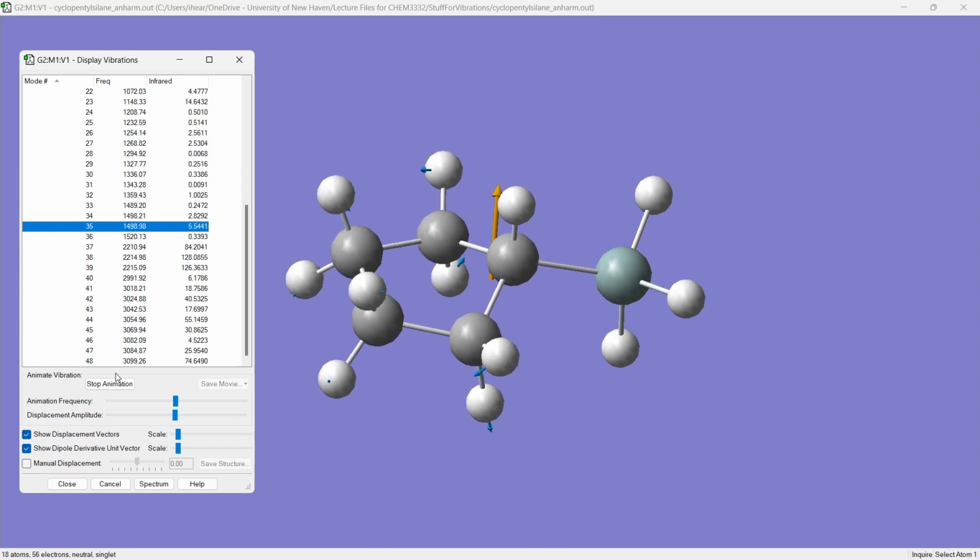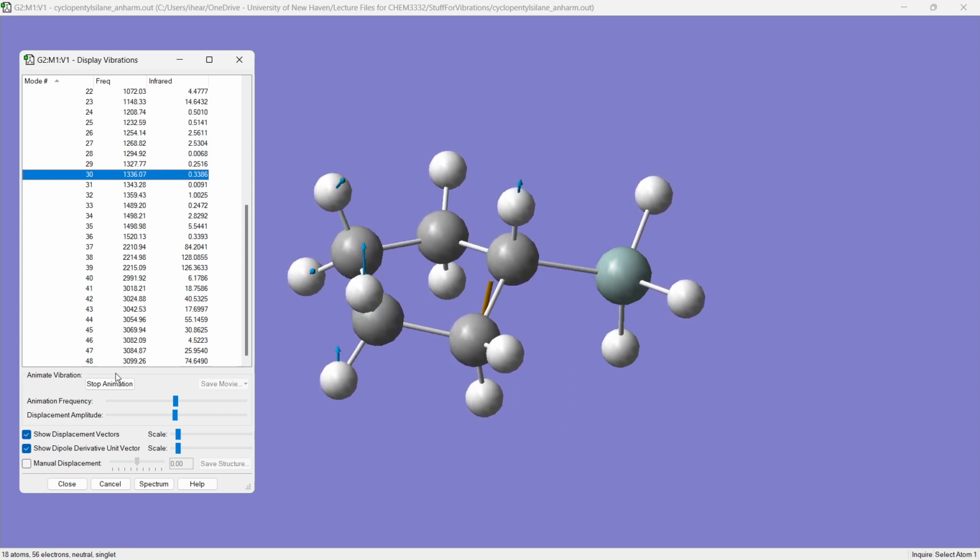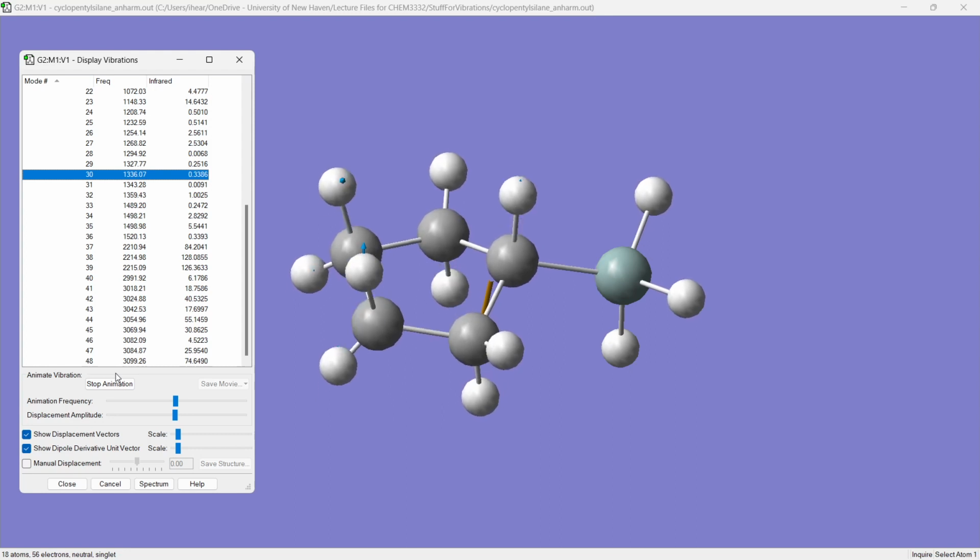And then as I go into the 1500 wave number region, you can see there's tons of lines in this region. 1520, 1498, there's a bunch of them. These are where we're starting to get our bends and our wags. Just like we saw with formaldehyde, these intermediate ones are associated with bending motions and wagging and scissor motions of the hydrogens. We see very similar properties to the ones here in the cyclopentane derivative.